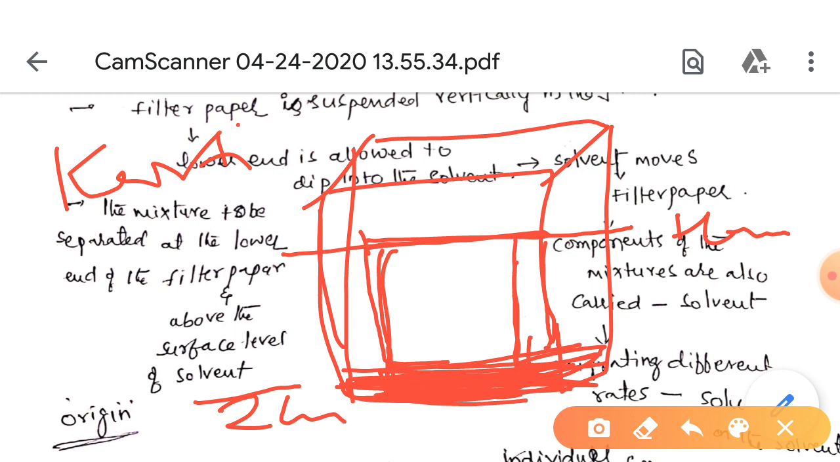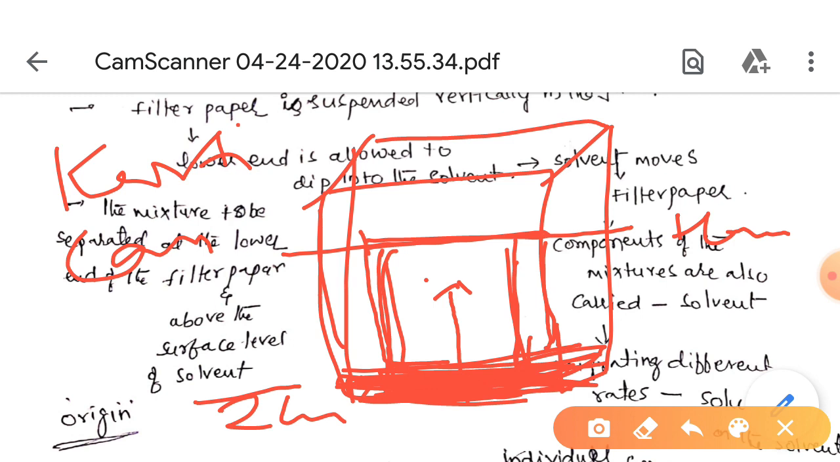This solvent contains carotenoids. This is the component. When the filter paper is dipped into the solvent, these carotenoids move up the filter paper along with the solvent. For example, the solvent is migrating up to this region.